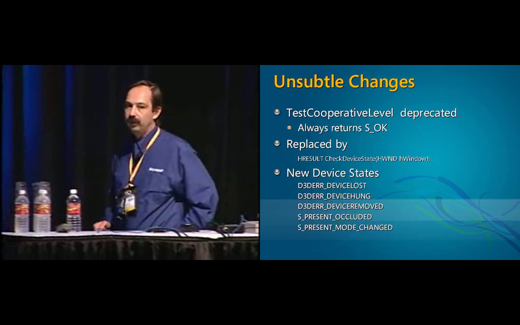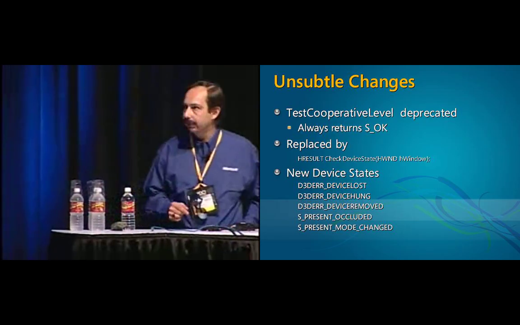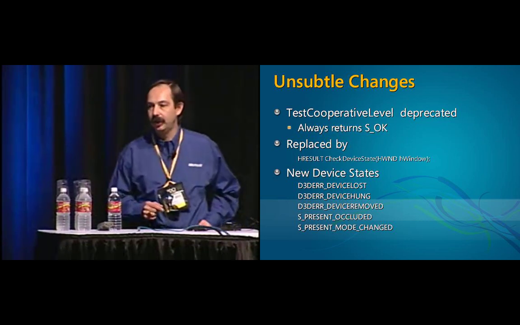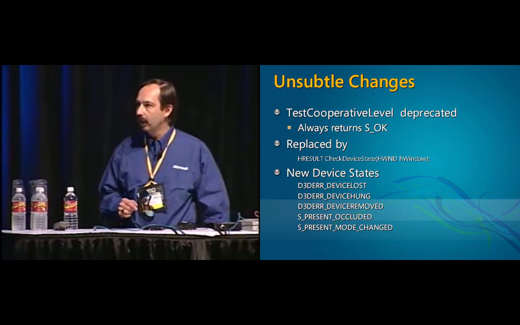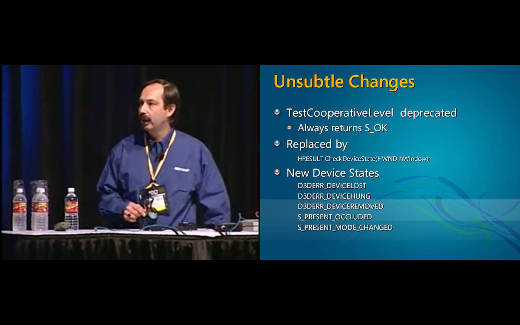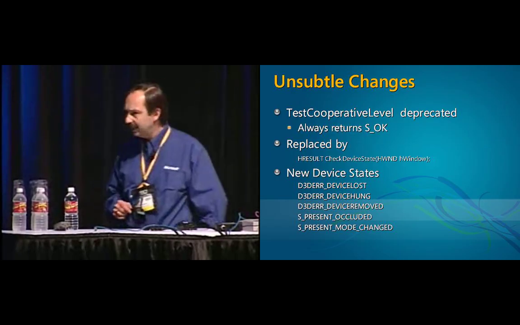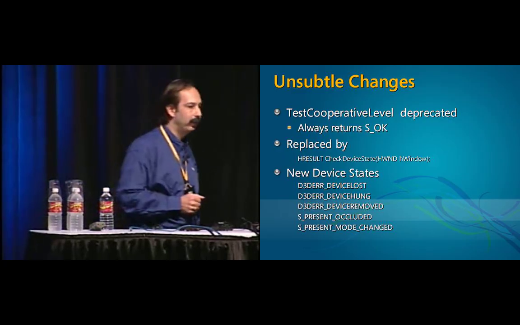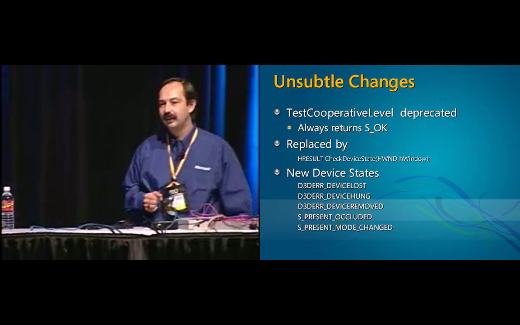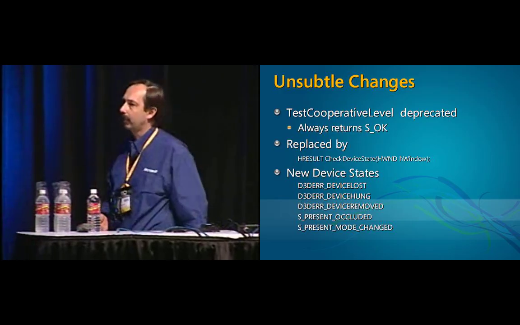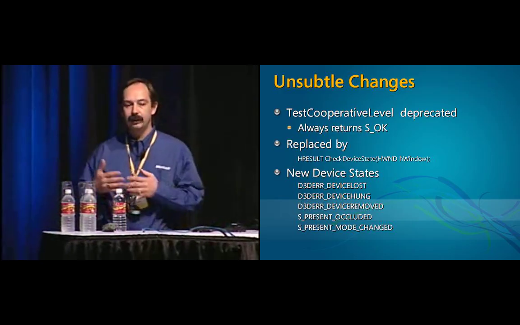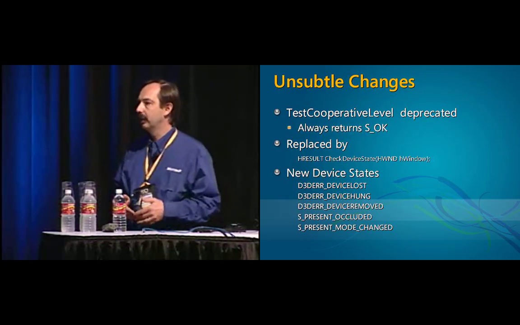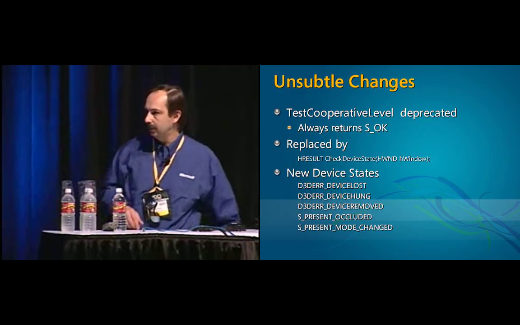Now some unsubtle changes. Those of you who are currently using D3D, things like test cooperative level will now always return OK. This has changed from previous versions. We've replaced it with a new API called check device state. And the reason we did that was because we've introduced some new device states, and we wanted to make sure that you didn't miss it anywhere in your code. Because the APIs between 9Ex and D3D9 are so similar, it's very easy to miss certain things. So what we've done is we've introduced these new device states.